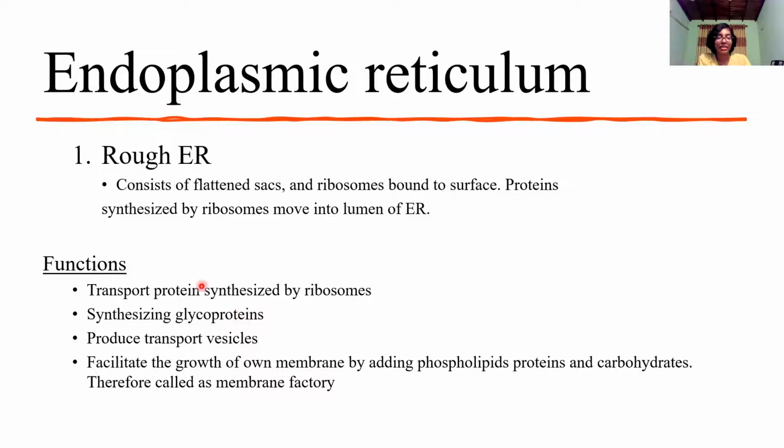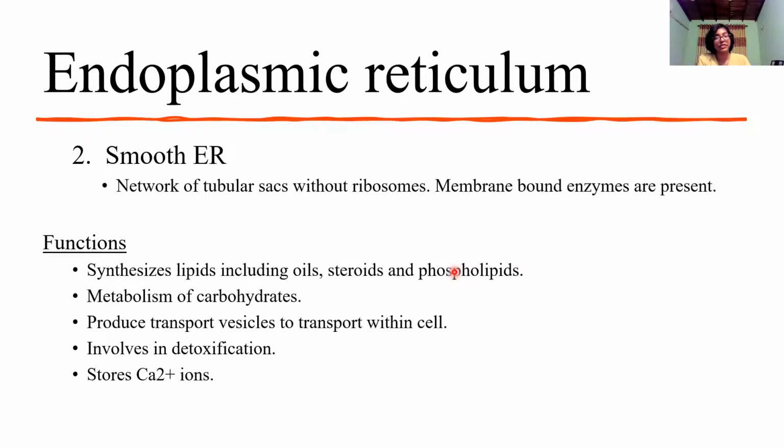So these are two functions. Apart from these, they synthesize glycoproteins, and they also facilitate the growth of their own membrane by adding phospholipids, proteins and carbohydrates. Therefore, they are called a membrane factory. So these are the functions of rough endoplasmic reticulum, and you should remember this. This is actually in your resource book. You can refer to it for further clarification.